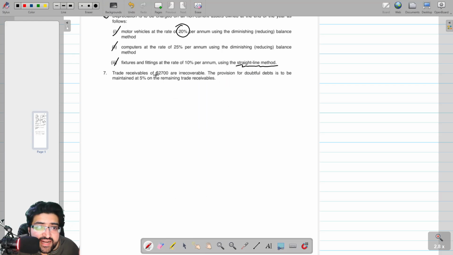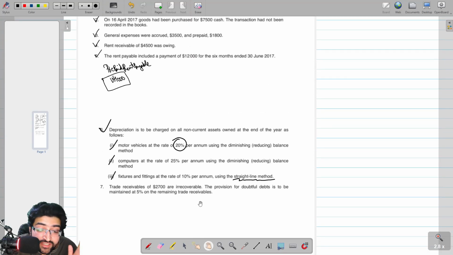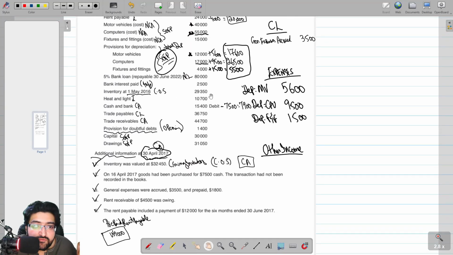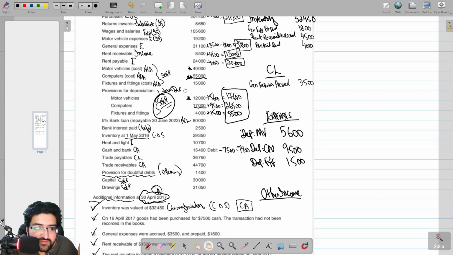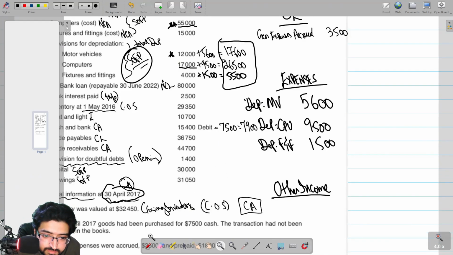Okay. Trade receivables of 2700 are irrecoverable. Only read till here first. Once you've read it till here, go up and deduct 2700 from trade receivables, because we are not going to get this amount from our trade receivables. So we have to write down the actual value of trade receivables, and for that you have to subtract the irrecoverable debt from trade receivables.